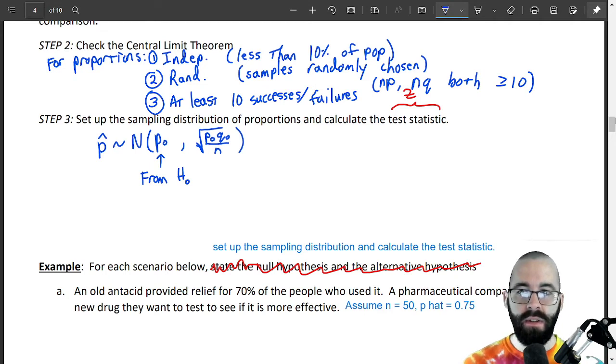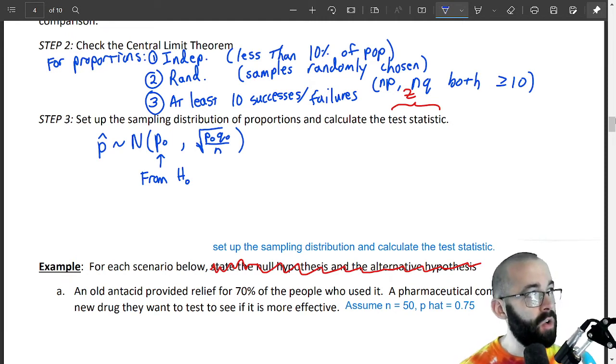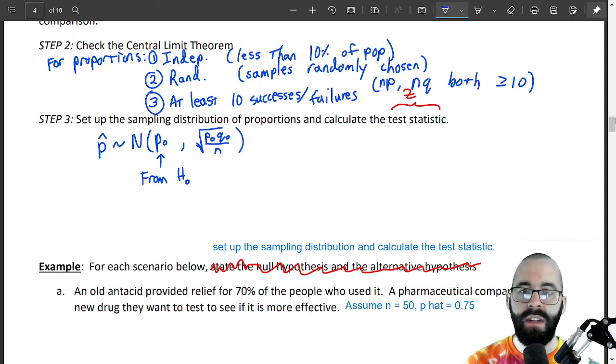The assumed population proportion and then use that assumed population proportion. Again, this is the assumption from our null hypothesis. Null hypothesis is the status quo, is the assumption. If everything is working as intended, if the null hypothesis is correct, these are the assumptions that we use to model this sampling distribution.